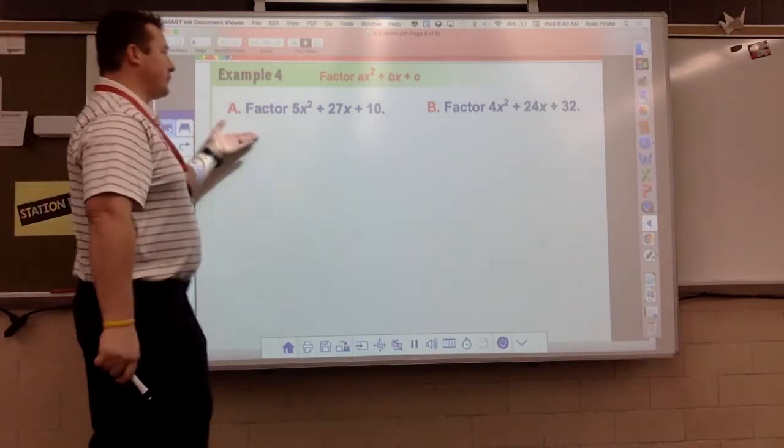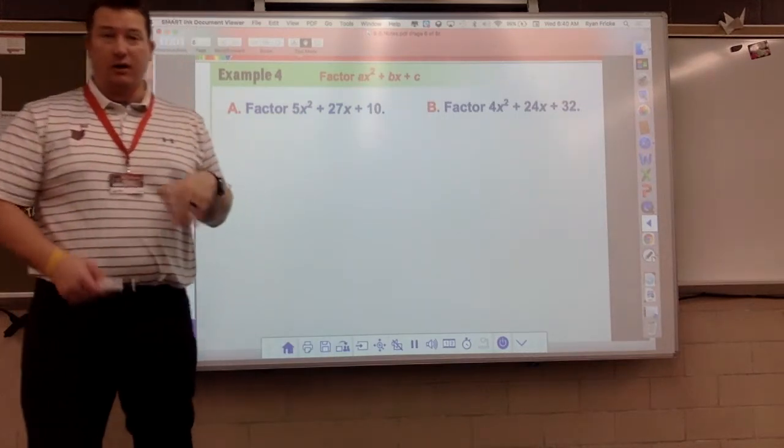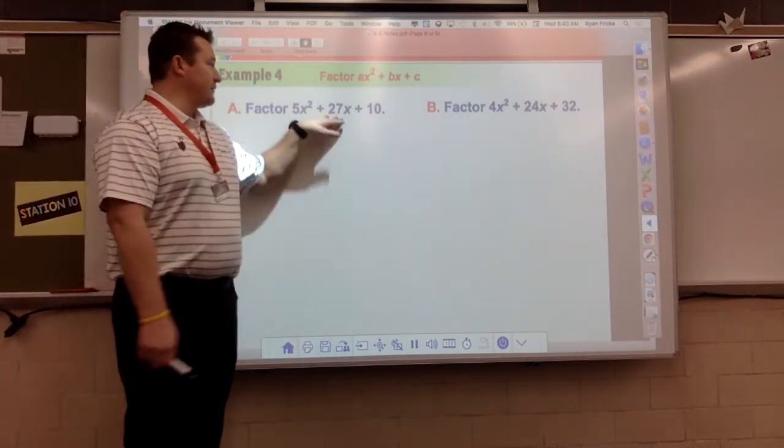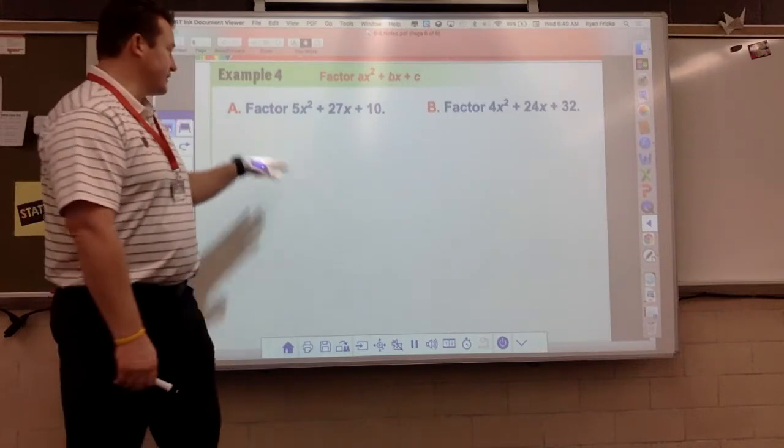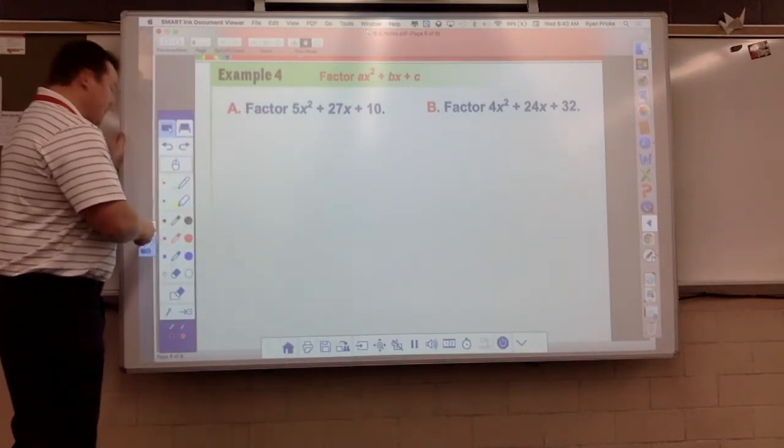So the first thing we want to look for here is, is there a greatest common factor? So I could actually make these numbers smaller to make my life easier. 5, 27, and 10. Nope, sure isn't, right? If this was 25, we'd be home free, but it's not, okay? So here's what we got to do.